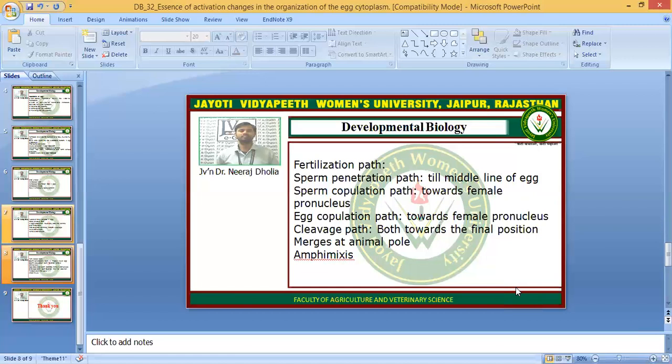In the cleavage path, both the male and female pronuclei go to the final position of the animal pole. The final position is the animal pole, where the male and female pronuclei merge. The process is also known as amphimixis. When amphimixis occurs, the process of fertilization ends here.